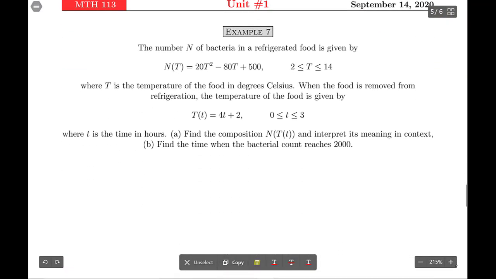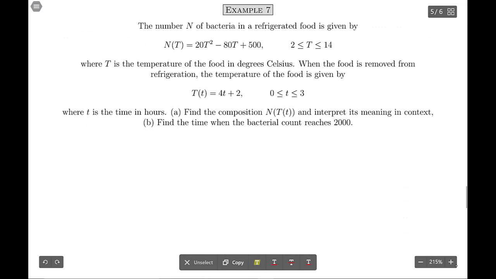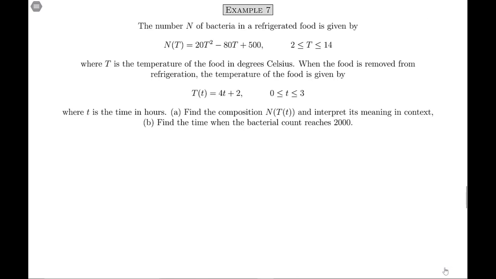All right, and then finally example 7. All right, sorry, I had to take a phone call. Let's get back to this problem here for example 7.